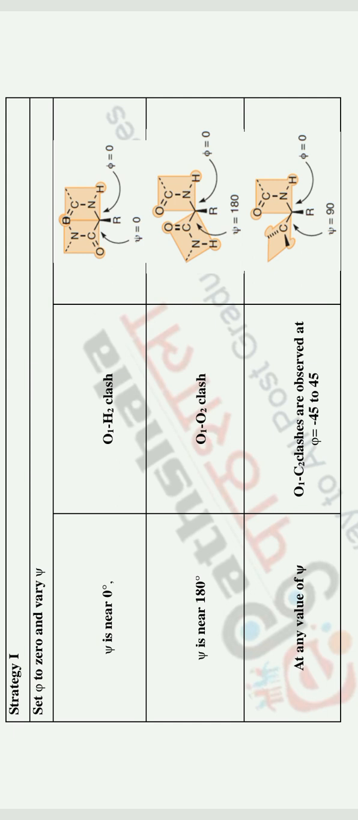Phi is near 0 degrees, O1 H clash. Psi is near 180 degrees, O1 O2 clash. At any value of psi, O1 O2 clashes are observed at phi equal to minus 45 to 45 degrees. So phi is near 0 degrees.